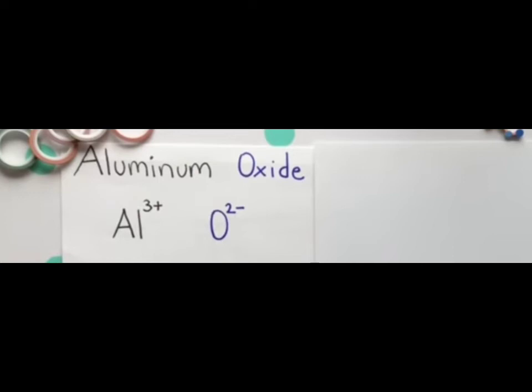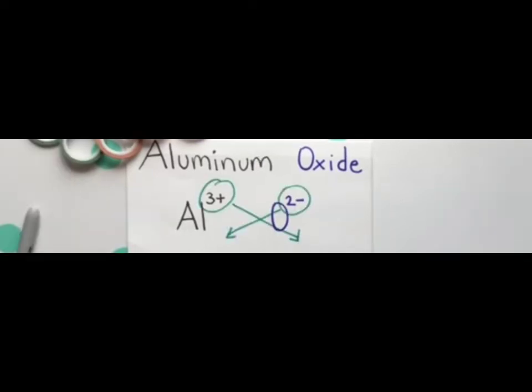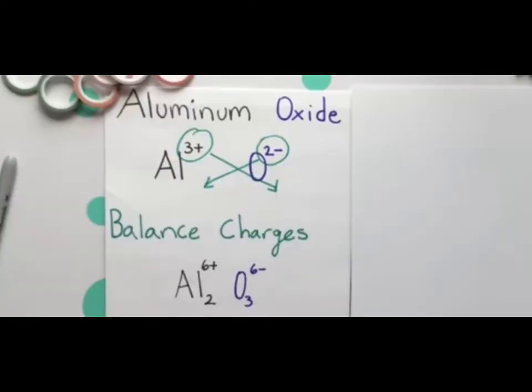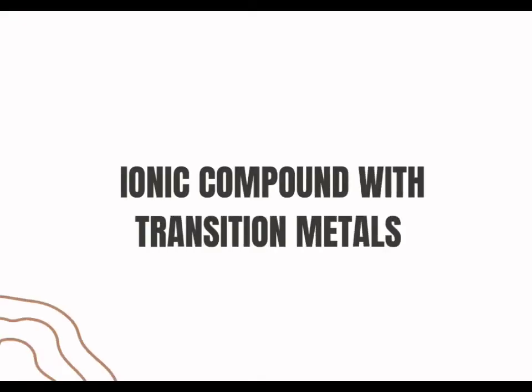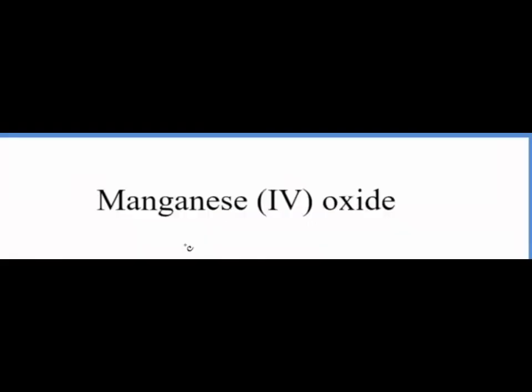After that, let's do the lasso or cross multiply, and we'll get Al 2 positive 3 and O 3 negative 2. Then eliminate the positive and negative signs. So the ionic compound formula is Al2O3. The second is ionic compound with transition metal. This consists of the name of our transition metal, Roman numeral in parentheses, and non-metal ending in -ide.